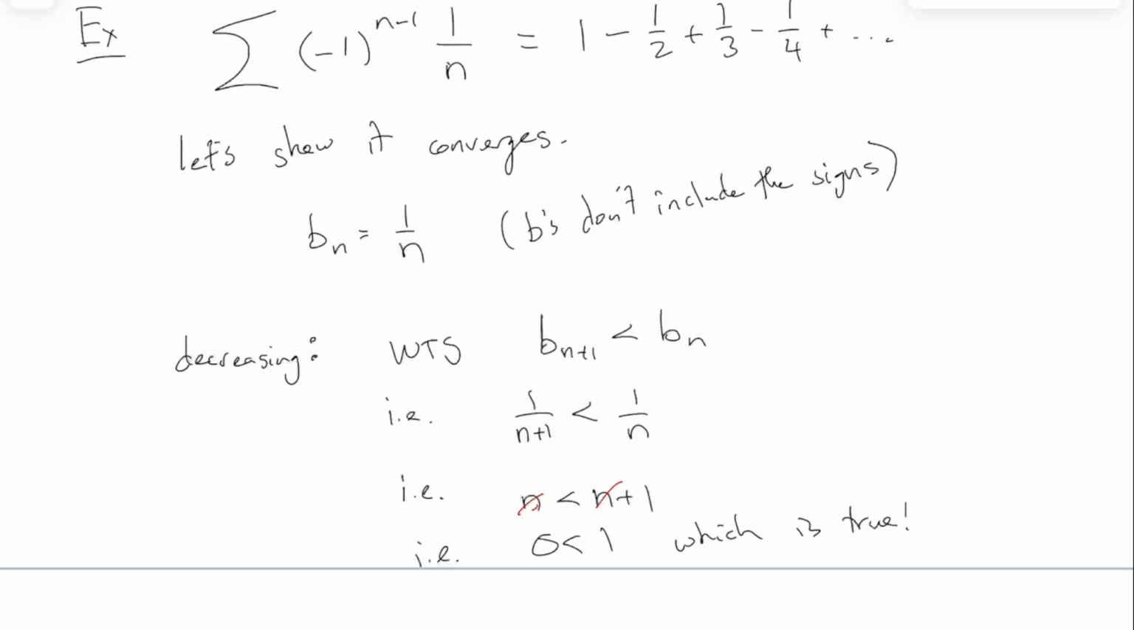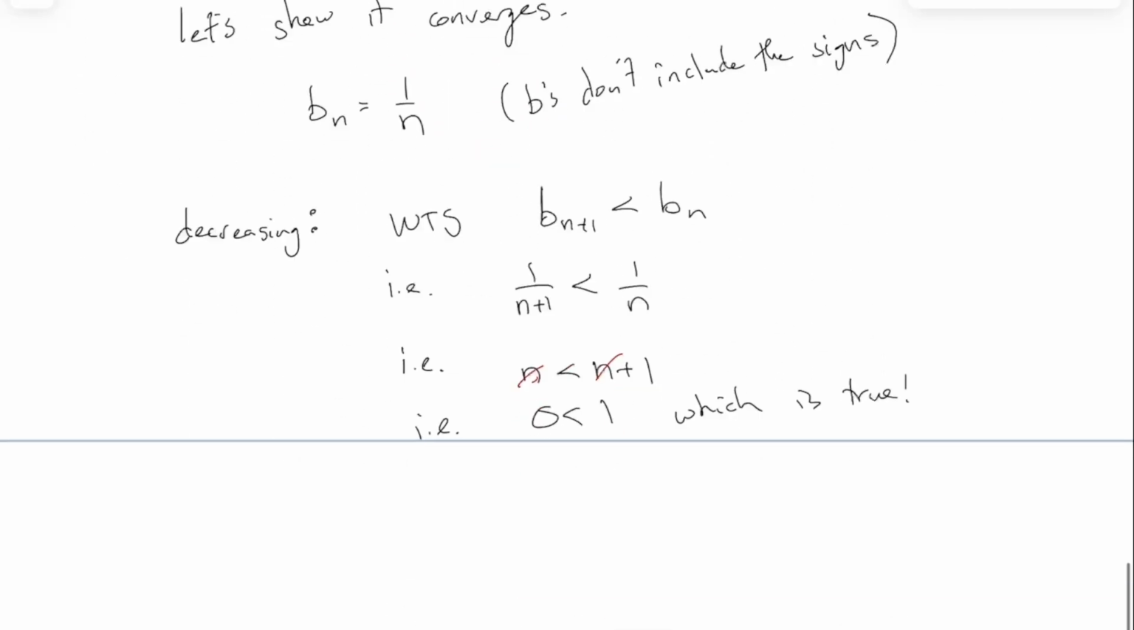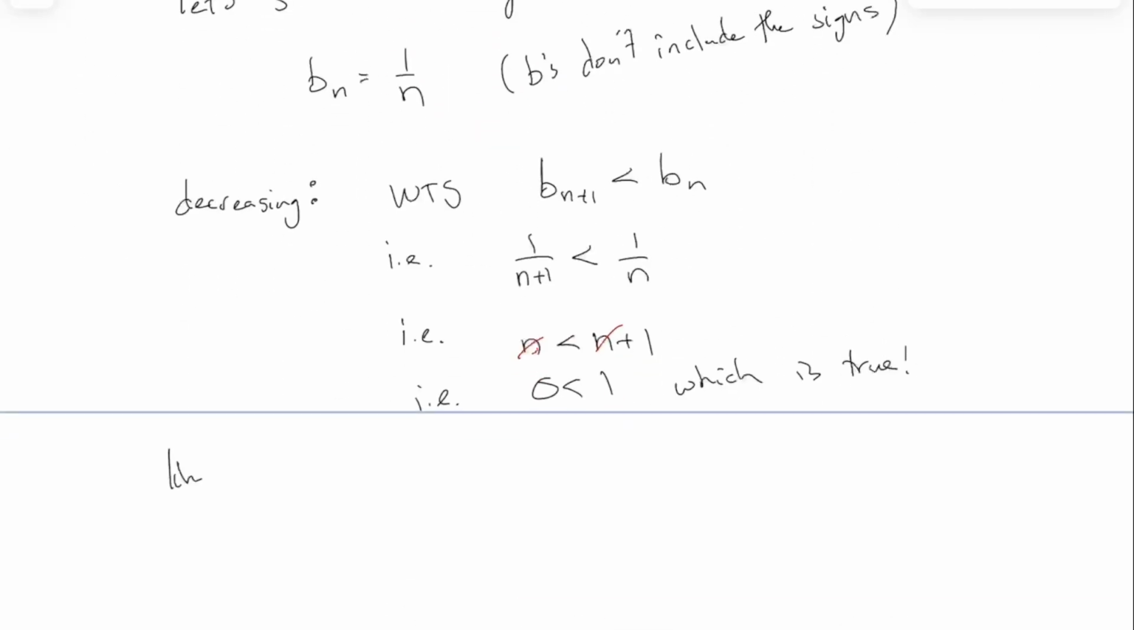That was the first of the two things we have to show, right? First of all, that it's decreasing, and then second of all, that the limit of the bn's equals 0, okay? Both are easy in this example. And now the limit is the second part that we have to show. So I want to show, that's what WTS means, in this step, that the limit as n goes to infinity of 1 over n equals 0. And is that true? Yes, that's true. I mean, everybody knows that, right?